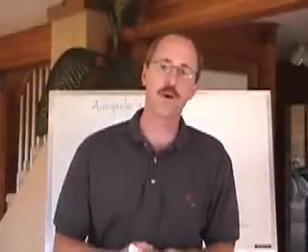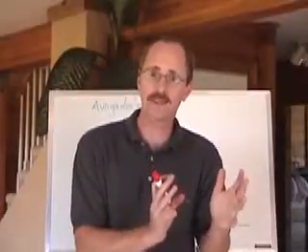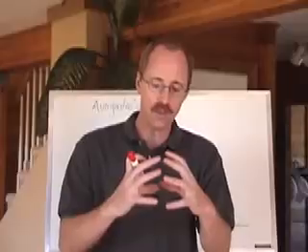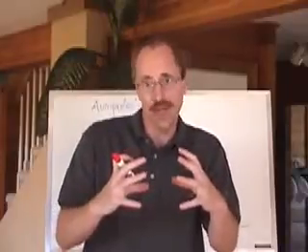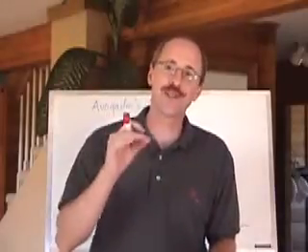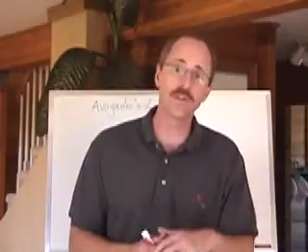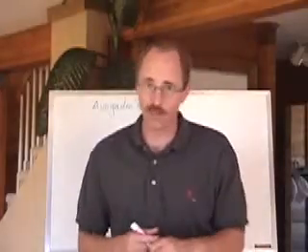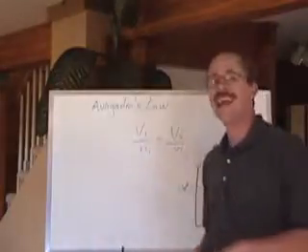Avogadro's law is pretty straightforward. If you keep the pressure and the temperature constant for a gas, then the only way that you're going to expand the volume is to put more moles of gas in. And so at constant temperature and pressure, the volume of a gas and the number of moles of that gas are directly proportional. So V1 over n1 equals V2 over n2.